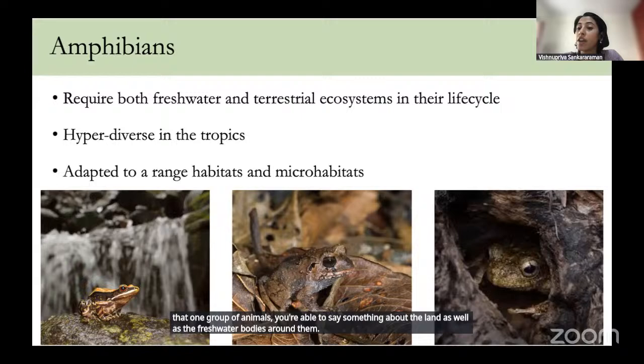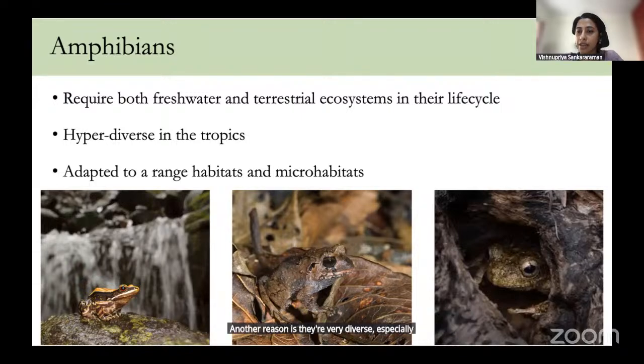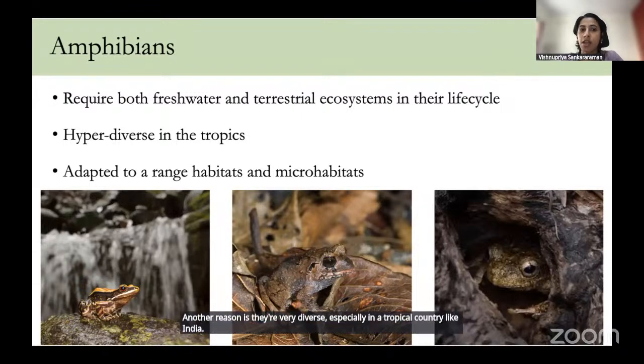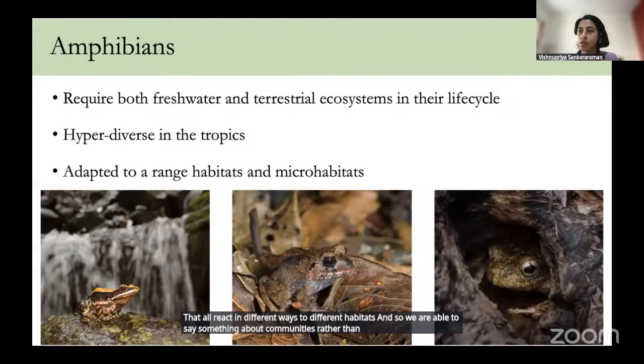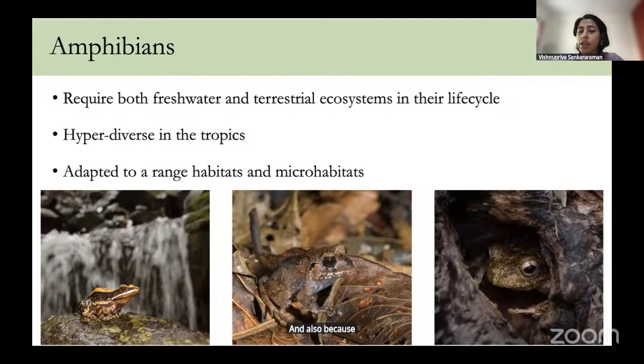Another reason is they're very diverse, especially in a tropical country like India. We have lots of species that all react in different ways to different habitats. And so we're able to say something about communities rather than, say, mammals, which tend to be of fewer species very often. And also because they require very, very different kinds of microhabitats and habitats.